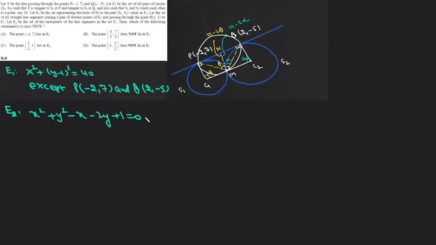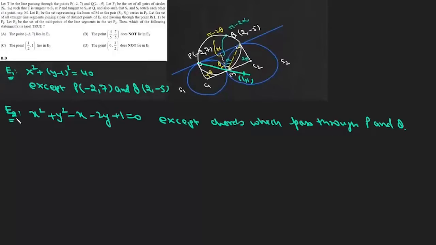And since E2 is the midpoint of chords of this circle passing through (1, 1), it will have all the points except chords which pass through P and Q. Since P and Q are not included on E1, any chord which starts from P and Q will also not be included in this second locus E2.